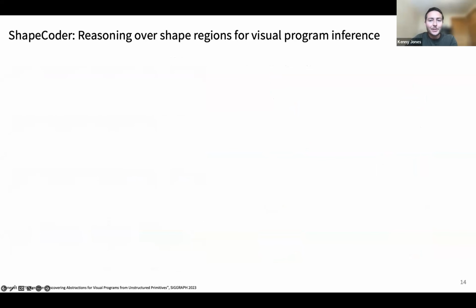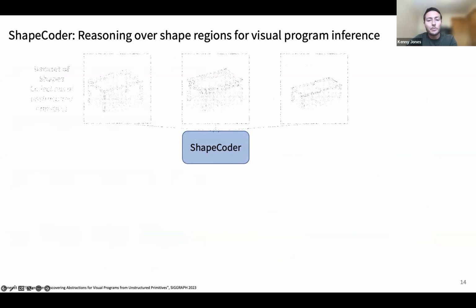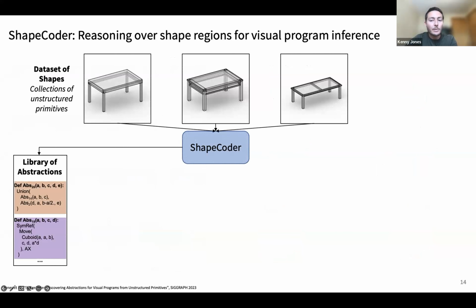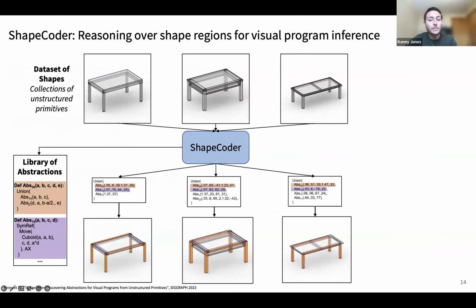So switching gears a bit to another shape analysis task, we've also investigated how region decomposed shapes can be used to improve visual program inference. So we developed a method, ShapeCoder, which we'll be presenting at SIGGRAPH this year, that takes in an input data set of shapes represented with primitives. And then it automatically discovers a library of abstraction functions, and then also infers visual programs that use these abstractions to compactly explain shapes from the input data set.